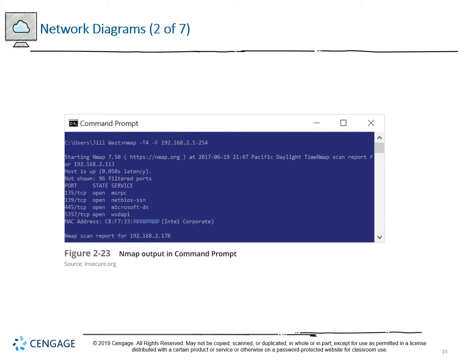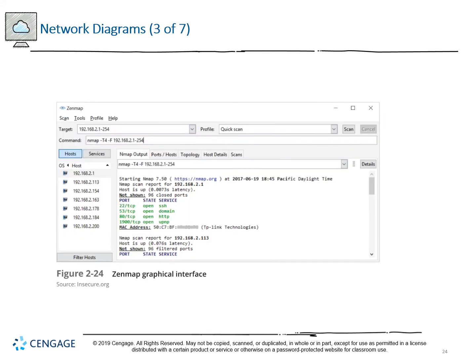We started with 2.113. It's also got 2.178 that's being scanned. We may see things all the way up into the 250s. And the same thing, we're looking at ZenMap graphical instead of seeing it in a command line. We can see the different hosts that are popping up. So obviously we got to 113, then there's 154, 163, 178, 184, and 200 on the left-hand side.